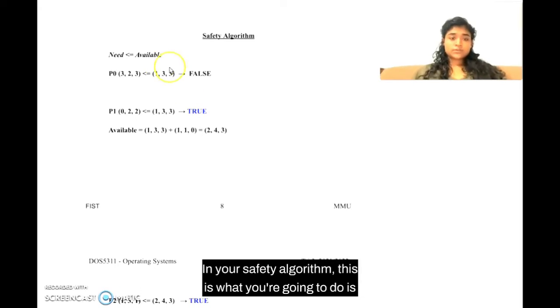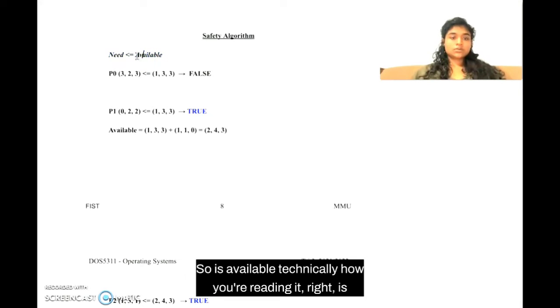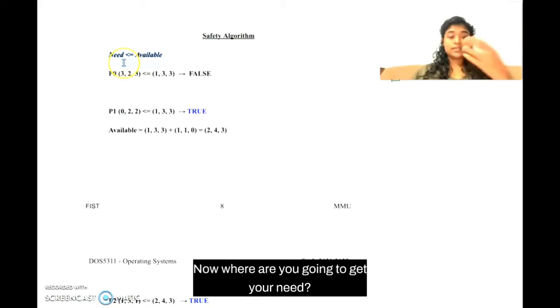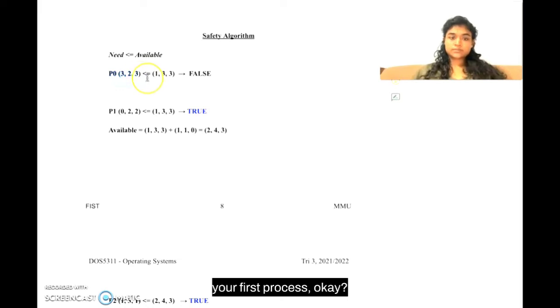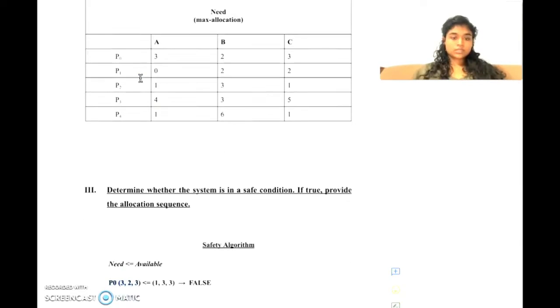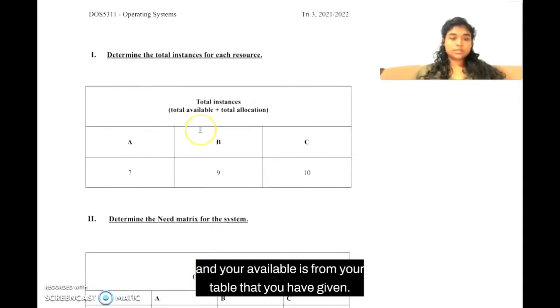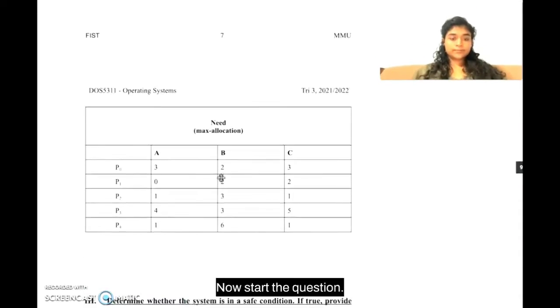In your safety algorithm, this is what you're going to do. Is need less than available? Technically, how you're reading it is: is available greater than need? Where are you going to get your need, and where are you going to get your available? For your need, you start from P0 because it's your first process. P0 from your need table here is 3, 2, 3. And your available is from the table that you were given, which is 1, 3, 3. Now, start the question.